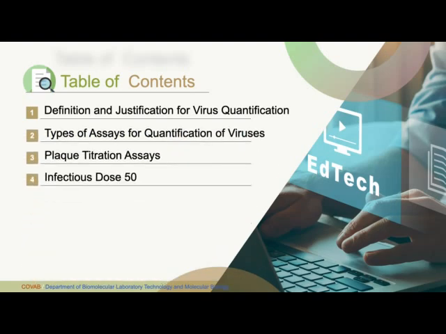Our content on topic 3 consists of number 1, definition and justification for virus quantification, number 2, types and assays for quantification of viruses, number 3, plaque titration assays, and lastly, number 4, infectious dose 50. So this is the second series in topic 3, and we are going to concentrate on number 3, plaque titration assays.